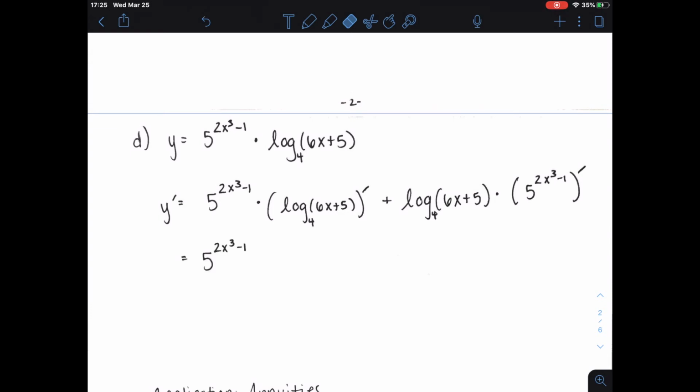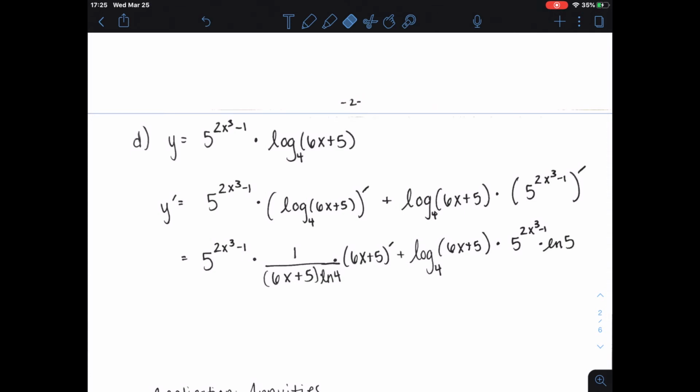So this first piece stays alone. For log base 4 of 6x plus 6, you get 1 over that inside function, and then you have to multiply by the natural log of the base. And now, adding chain rule into that, you have to multiply by the derivative of the inside. Okay. For the second one, we keep the log alone, and we have to differentiate the exponential function. So you still get exactly the same exponential function back. You have to multiply by the natural log of the base, and chain rule tells you you have to multiply by the derivative of the inside as well.